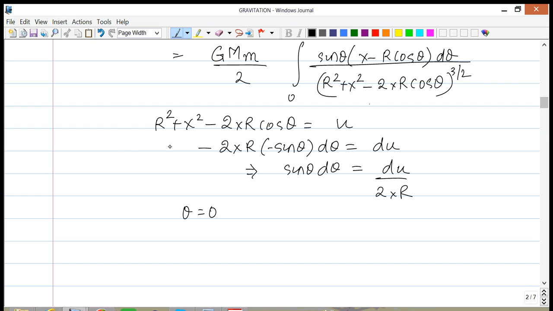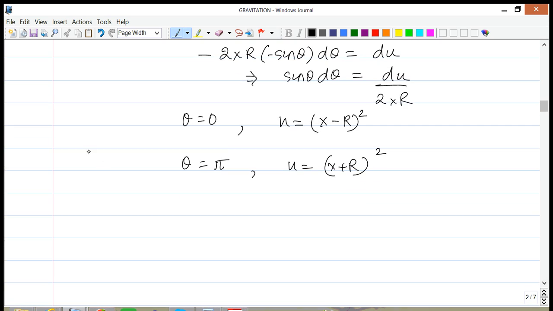So when theta equals 0, we notice that u ends up being equal to (x minus r) the whole squared, and when theta is equal to pi, u ends up becoming (x plus r) the whole squared. So make sure that you figure those parts out. Now that we have this, my F becomes GMm divided by 2 times the integral of (x minus r) the whole squared to (x plus r) the whole squared.